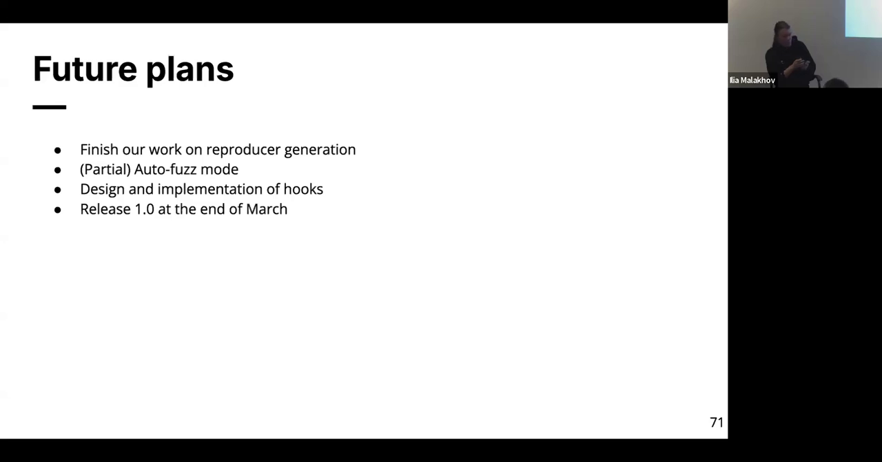So our plans are to finish our work on reproducer generation, to make some out-of-the-box mode, to design hooks for our library, and to release version 1.0 at the end of March.